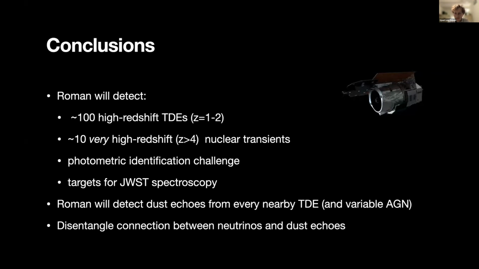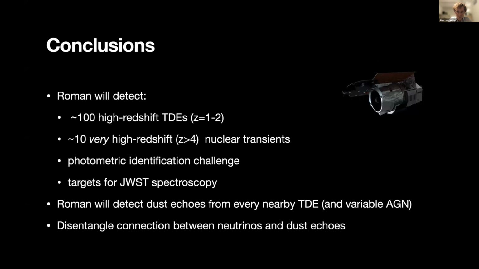Roman will detect a few hundred high redshift TDEs, redshift 1 to 2, and then a handful of even higher redshift nuclear transients. Now, this is a photometric classification challenge, of course, because you're missing a little bit of the peak of the SED, but the fact that these sources show no cooling should be really useful to identify them against the background of lots of supernovae. And of course, then we can think about targets for a spectroscopic follow-up as well.